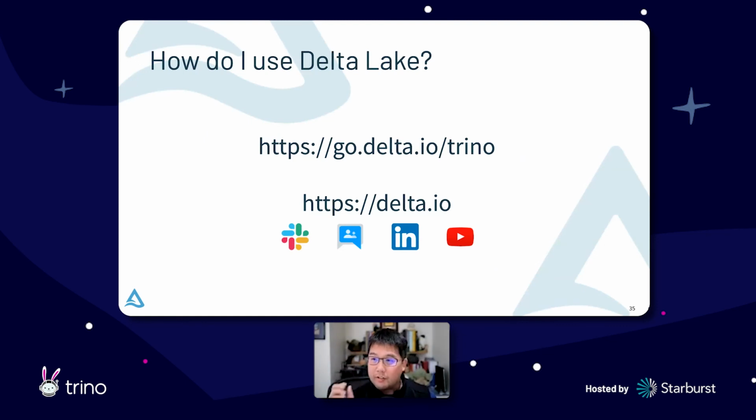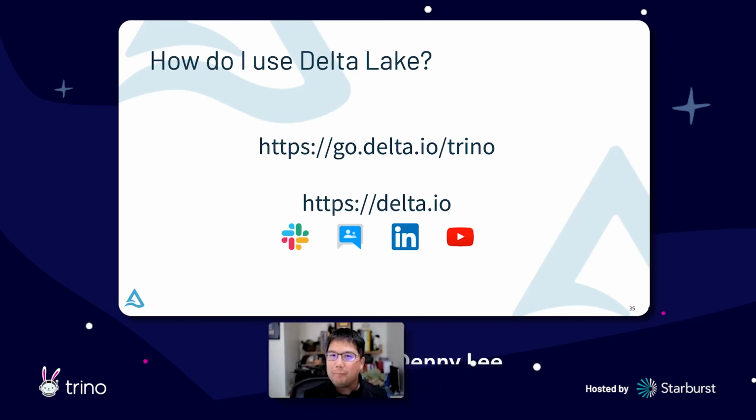And then finally, most important, how do I use Delta Lake? Well, for us Cinco de Trino folks, just go to go.delta.io/Trino. That goes directly to the Trino Delta Lake page to give you all the information you need to get Trino up and running with Delta Lake. And as I said before, there are multiple ways to engage with us. You can start with the Delta.io page and all the different ways to engage with us there.